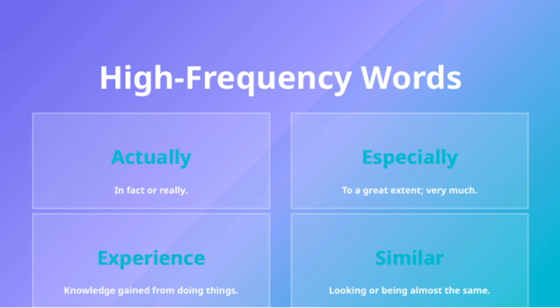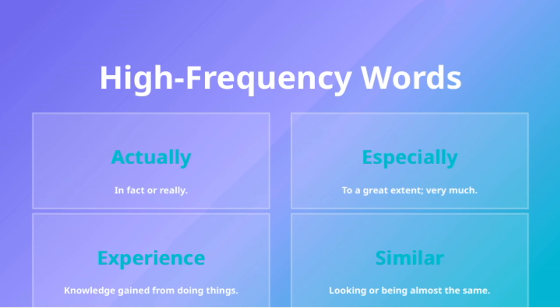Moving on, knowledge gained from doing things is all about experience. Experience isn't just about knowing facts, it's about learning through action and practice. This kind of knowledge often sticks with us because we've learned firsthand what works and what doesn't. When we say to a great extent or very much, we're emphasizing the degree or amount of something. It's a way of saying that something is true or applies significantly, not just a little.